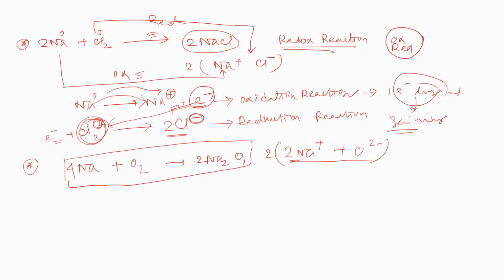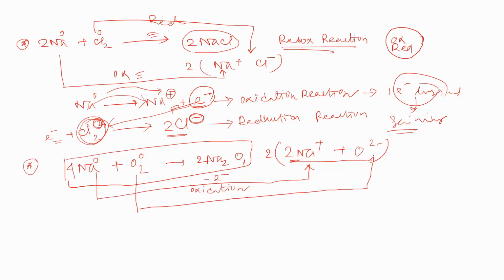Now here the sodium has zero oxidation state, oxygen also has zero oxidation state. Now the sodium goes to sodium plus, that means here one electron is lost, so it is an oxidation reaction. Similarly, O2-, oxygen has zero oxidation state but it is transferred to -2 oxidation state, that means here, I will show you, 2 electrons are gained.